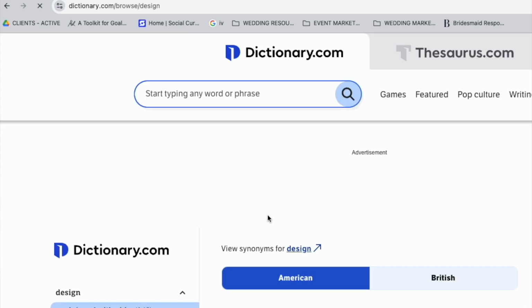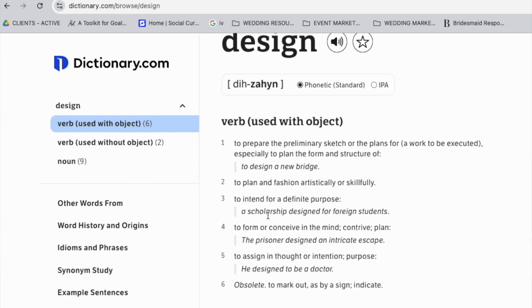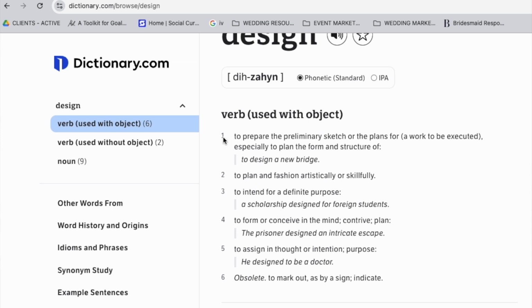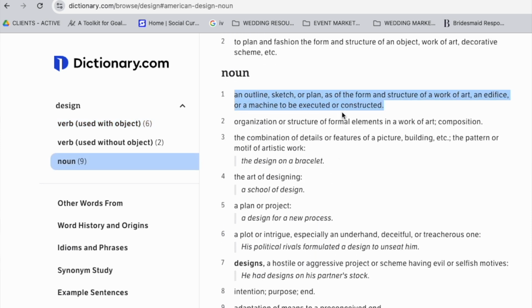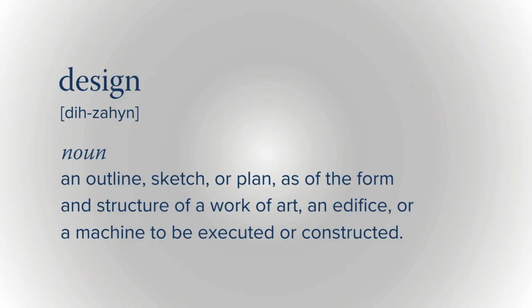For the purposes of what I'm talking about today, I'm going to take a definition that I had to look up on dictionary.com because I didn't know how to explain it. There are verb definitions of design, and there are also noun definitions of design. For today, we're going to look at noun definitions. I am literally going to read it because I can't memorize this. The first noun definition at the top is an outline, sketch, or plan as the form and structure of a work of art, an edifice or machine to be executed or constructed.